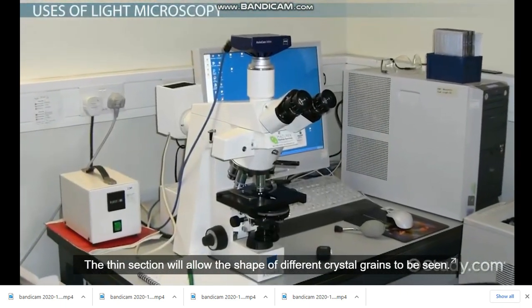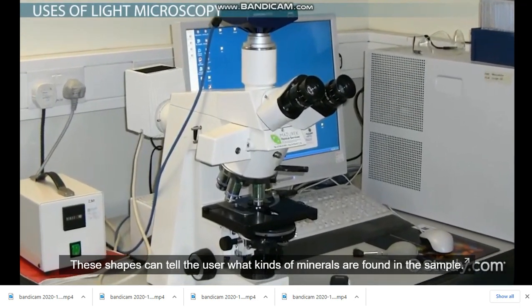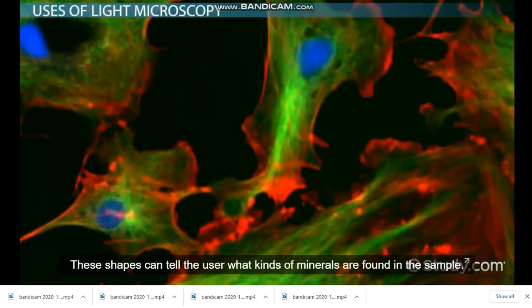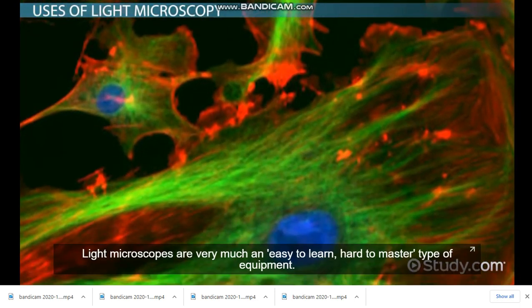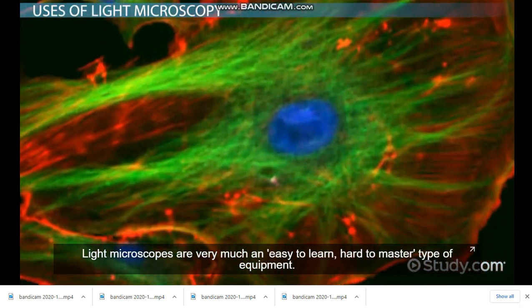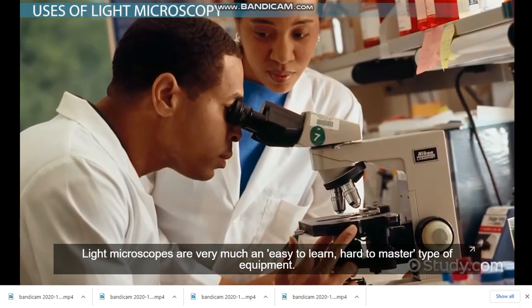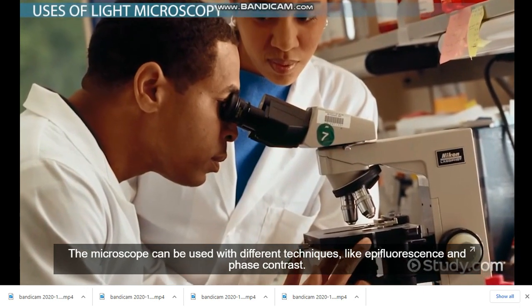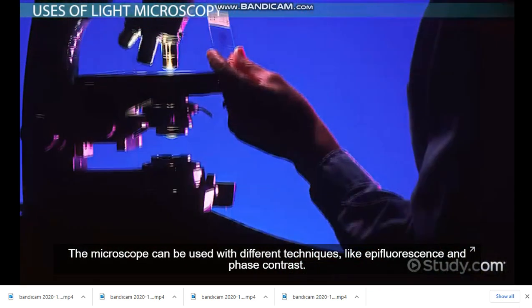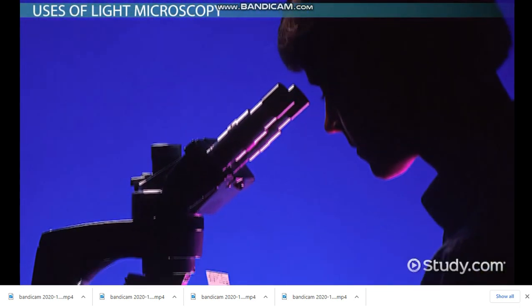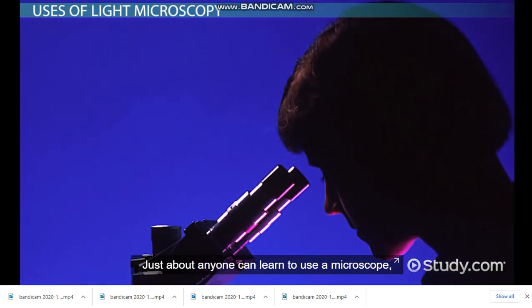Light microscopes are very much an easy-to-learn, hard-to-master type of equipment. The microscope can be used with different techniques, like epifluorescence and phase contrast. Just about anyone can learn to use a microscope, but mastering techniques to produce the best quality image at high resolution can take years of training and practice.